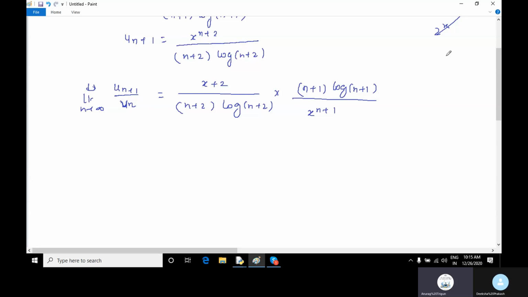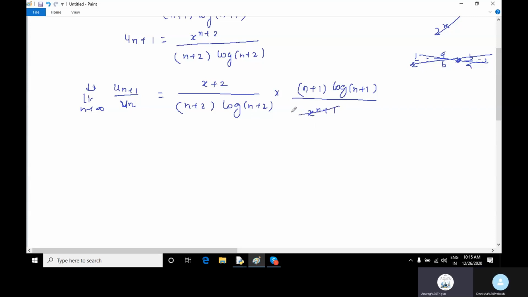Because anyways, I am dividing A by B. If I get 1 by 2 here, then B by A will be 2 by 1, so that will not make any difference, okay? So I don't have to be confused about that. Now, tell me what other things you can cancel here.